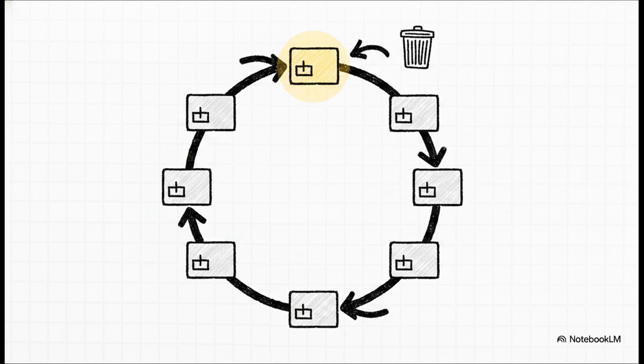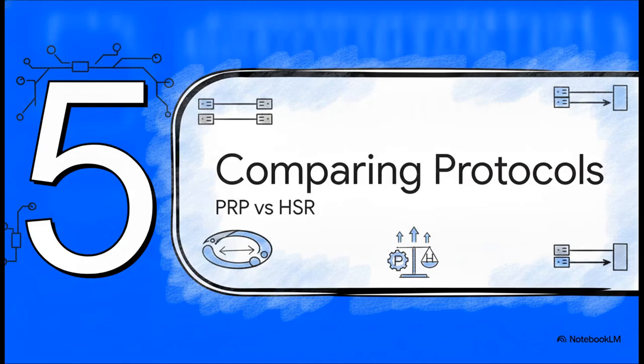Oh, and a quick operational note based on the ABB specs. An HSR ring supports up to 30 relays. If you have more than that, you're going to want to split the network into several rings to guarantee real-time performance. Section 5. Comparing PRP and HSR.